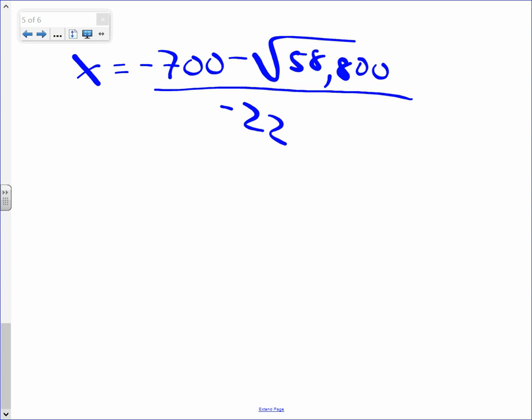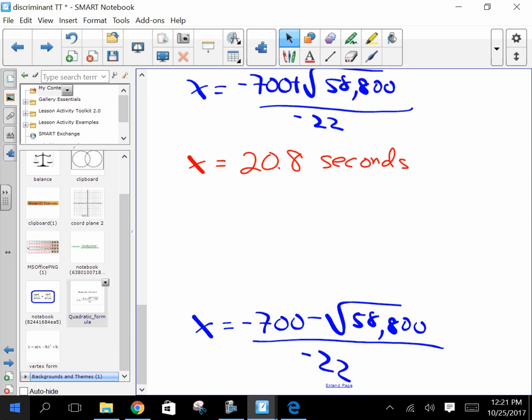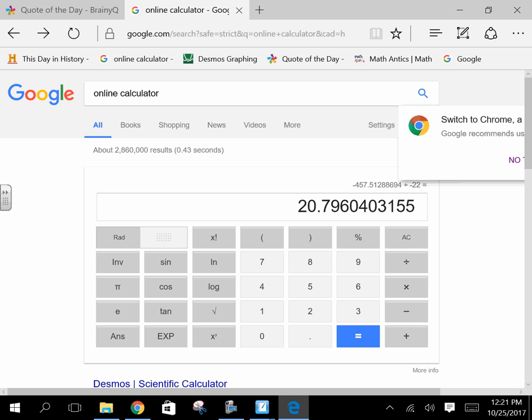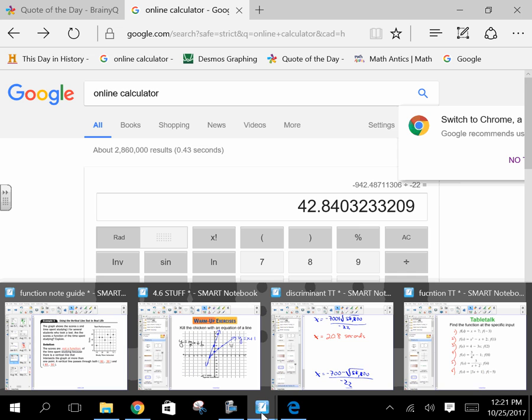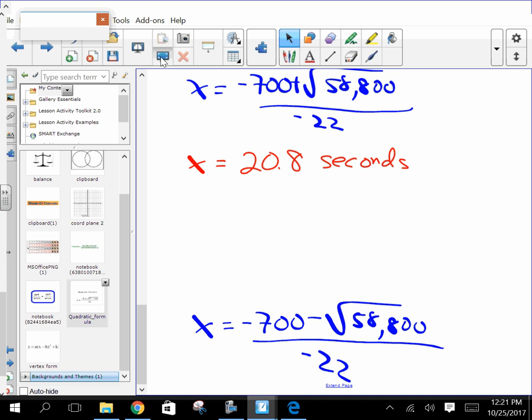I'll punch this in my calculator. Let's do it. Negative 700 minus the square root of 58,800. Watch this. Equals, divided by negative 22. 42.8 seconds is when it's on its way down. It takes 42.8 seconds to hit 38,000 feet on its way down.